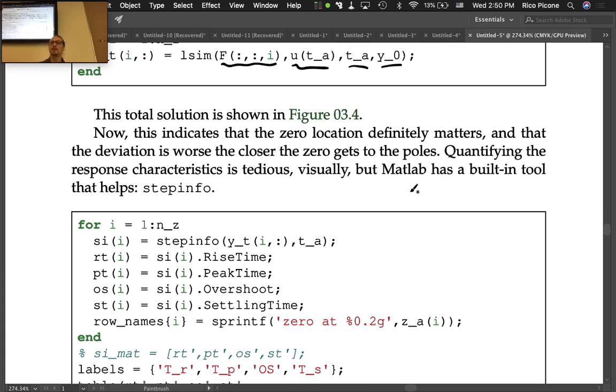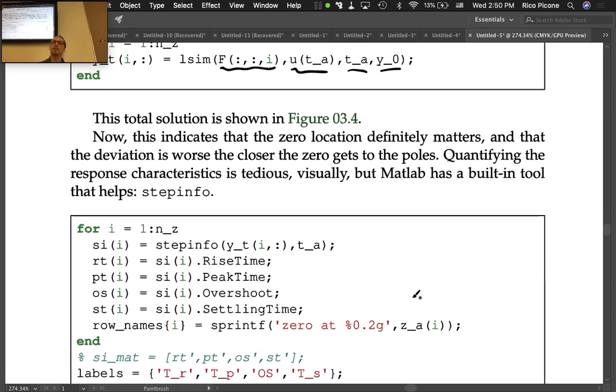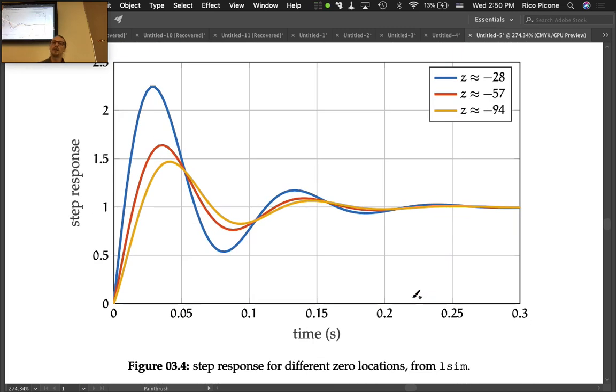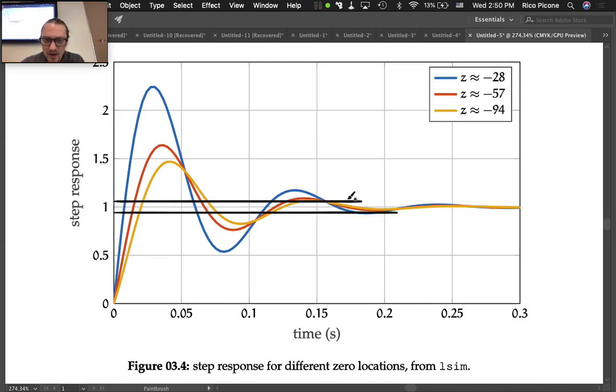Quantifying the response characteristics is tedious visually, but MATLAB has a built-in tool that helps, stepinfo, as a function. So if we were going to go through and be like, okay, what is the settling time? We have to look at what are the bounds, plus or minus 2%. When's the last time each of these goes in the bounds? And what is that time value? That's really tedious to do.